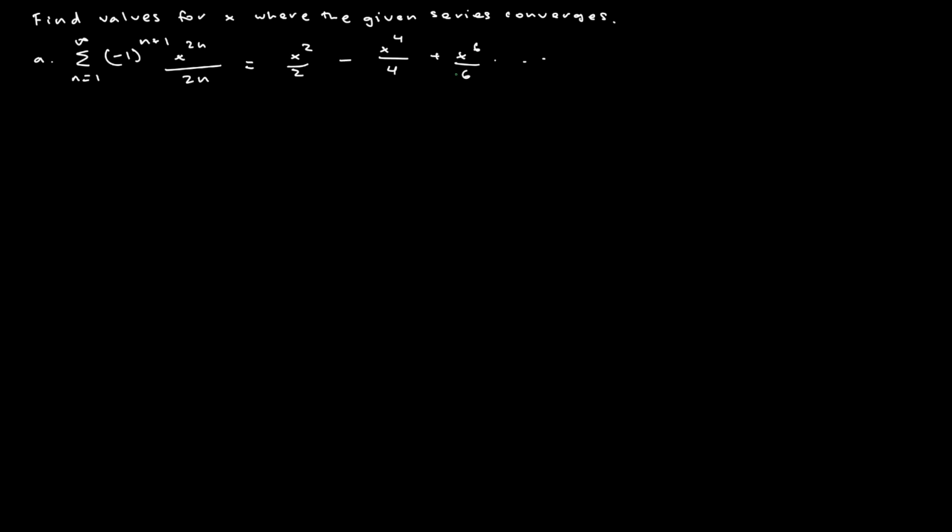And so the first thing that we absolutely need for an arbitrary series to converge is that the limit as n tends to infinity of x to the power of 2n divided by 2n heads to 0. And that only happens when x is between 1 and negative 1.